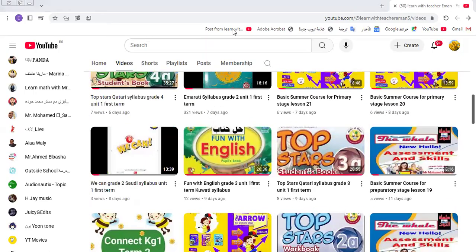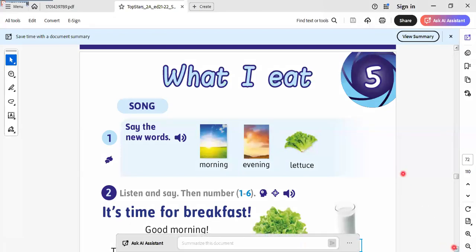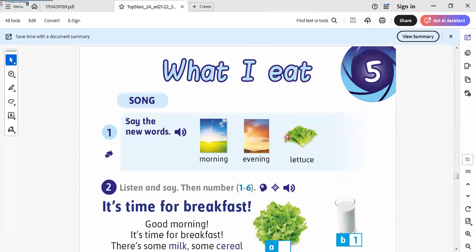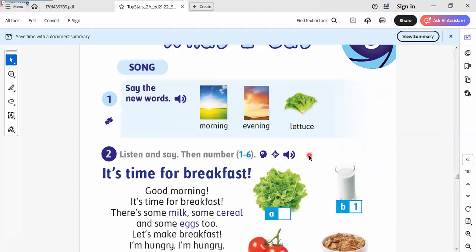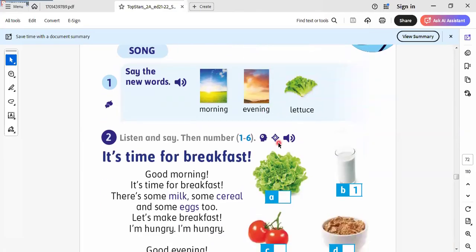Let's go to our lesson today. Here is the last lesson in your book Top Stars. The last module in your book Top Stars, grade 2. Let's read this topic: What I eat. I think this unit is related to the previous unit, which we talked about food. Let's get to know more about this topic.